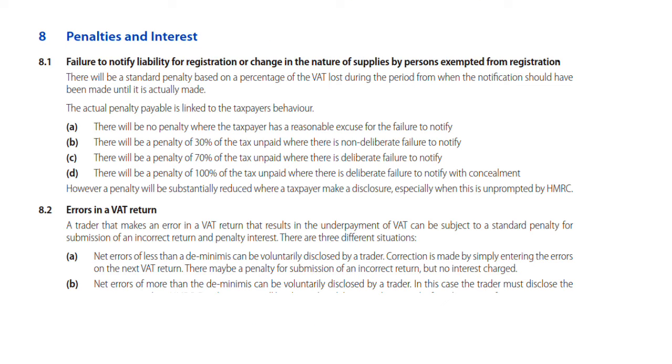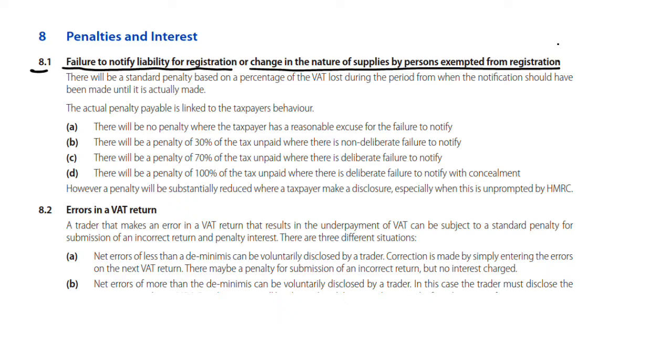But in section 8 that we now move on to, we see other areas where the penalty system also comes into play. Now, the first of those areas, in section 8.1, is way back at the very beginning of your life with VAT, and that is if you've had a failure to notify your liability for registration. The other part of this, which follows the same rules, is a change in the nature of supplies by persons that have been exempted from registration, but now of course they're not.